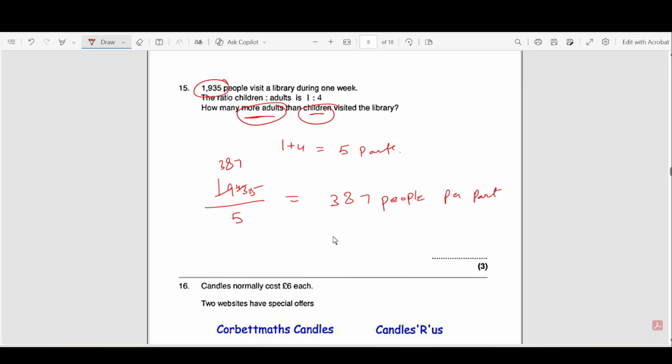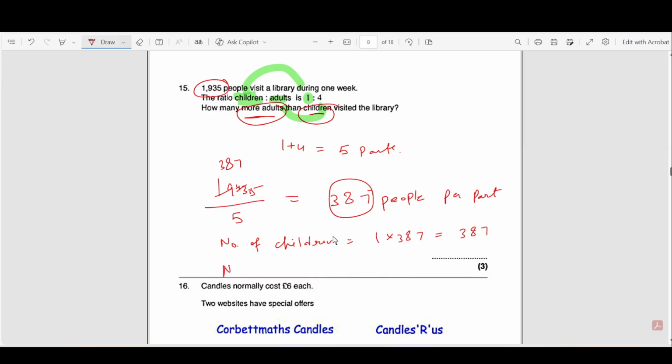Now to calculate the number of children and adults: whatever is written first is children and then adults. So the first ratio number represents children and the second represents adults. Children is just one part. To get the number of children, you times this by 1. 1 times 387 is just 387.